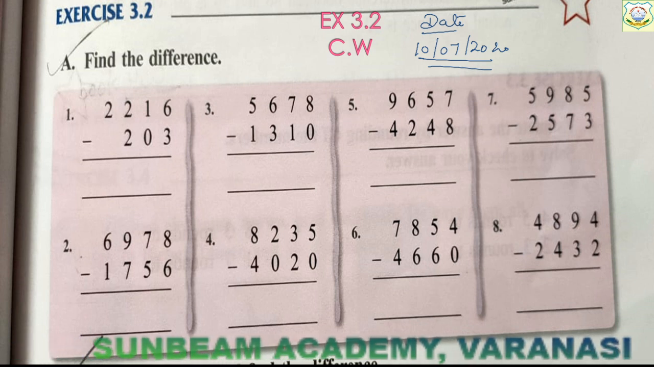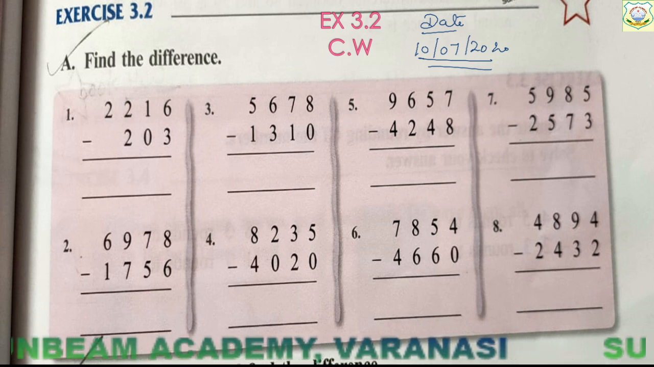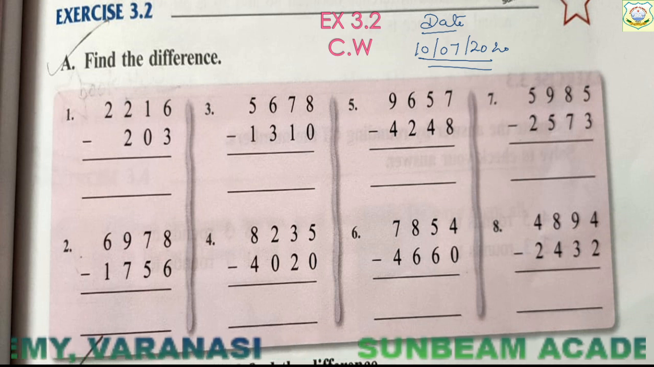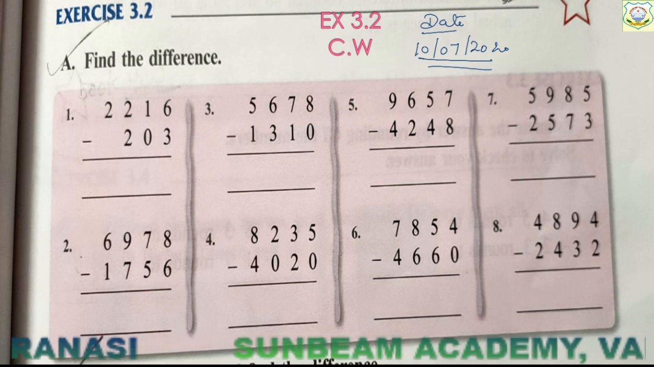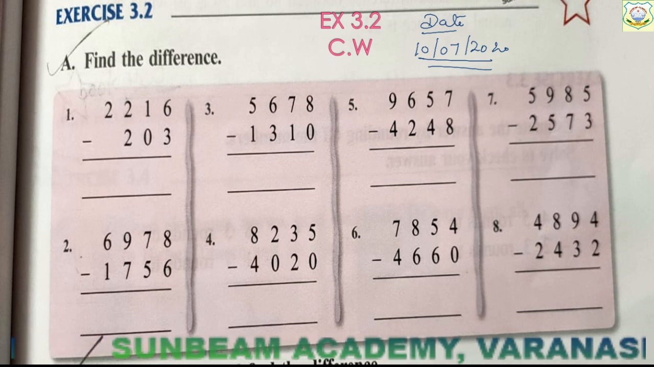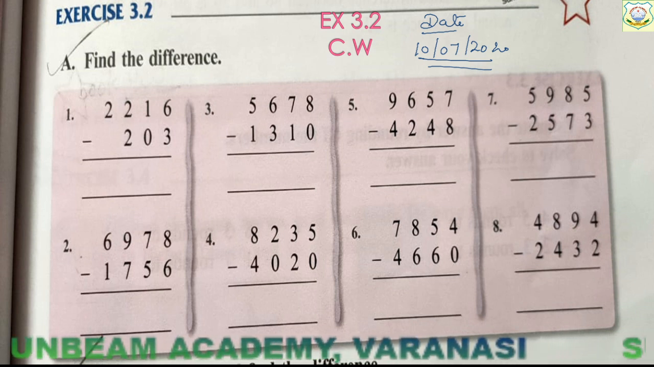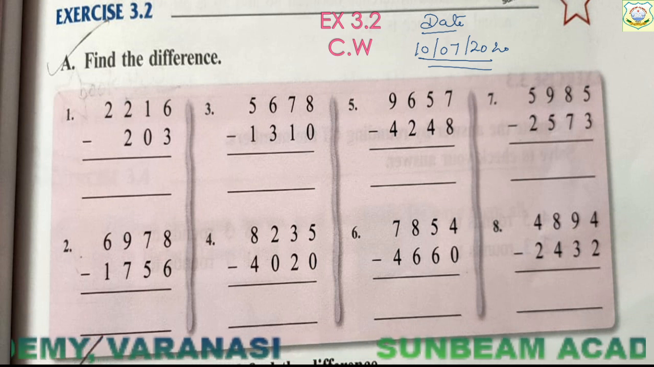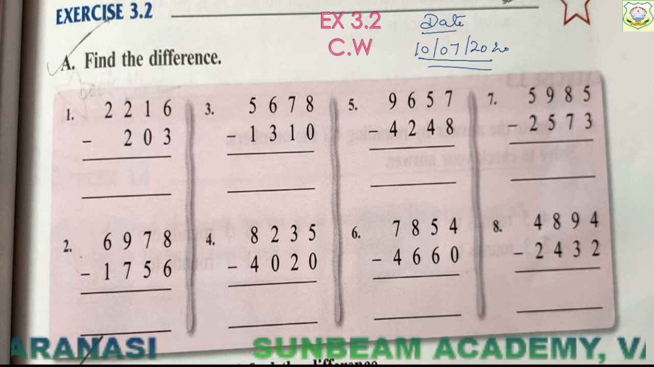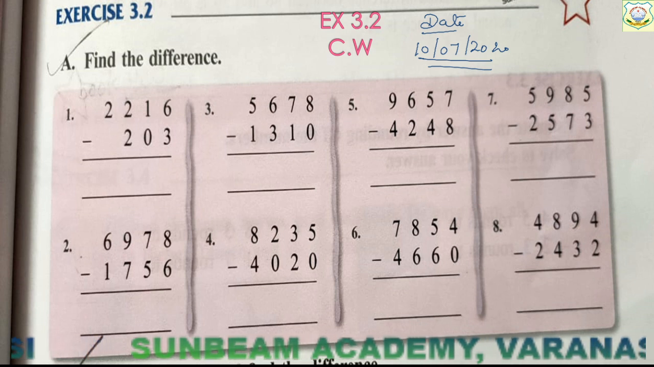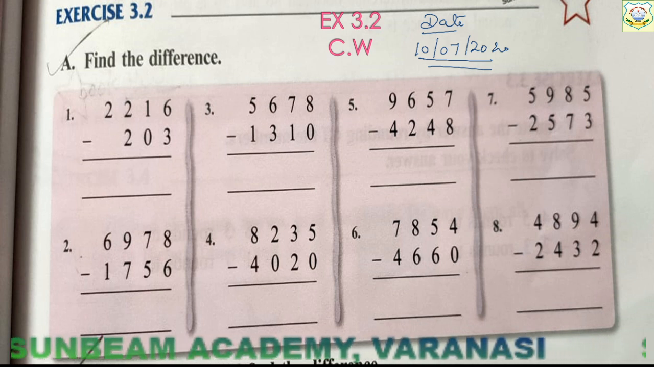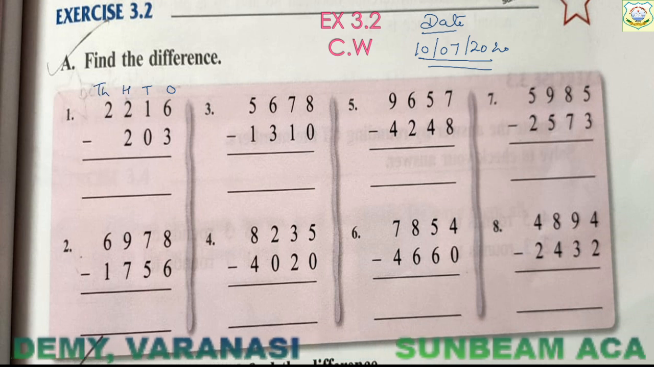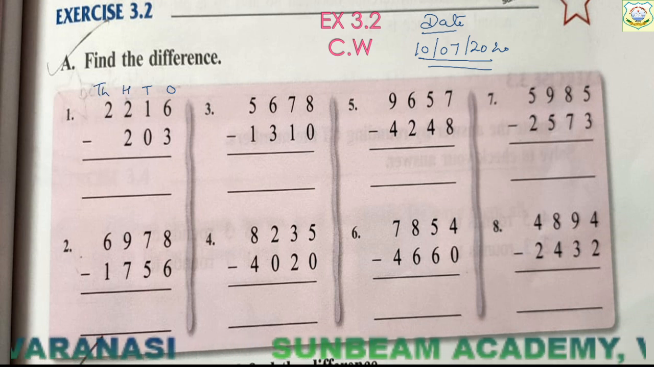So let's start the work. Now the first question is 2216 minus 203. So this is the question. Always we will start from the ones place, as I have told you. This is ones, this is tens, then 100, then 1000. So always start from the ones place.